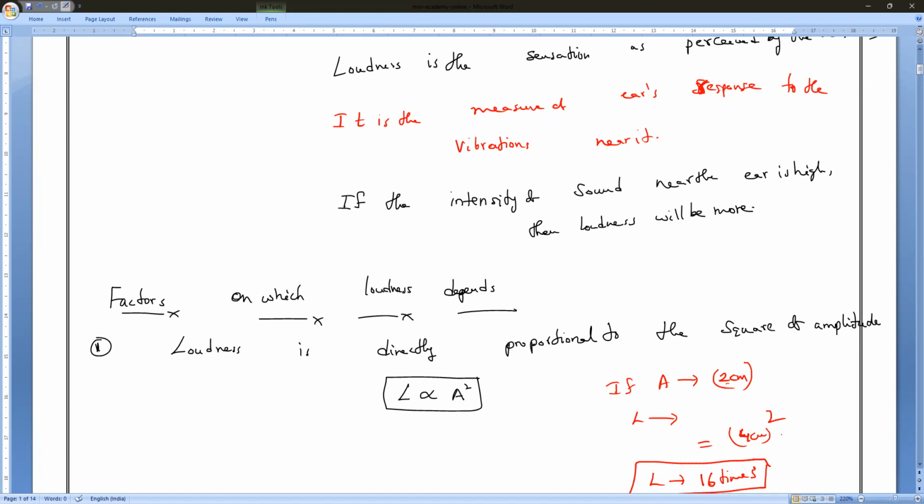Please note it, everyone. Loudness is directly proportional to the square of amplitude. But if you don't want even that, just remember loudness is directly proportional to the amplitude. That's enough. Loudness is directly proportional to what? Amplitude.